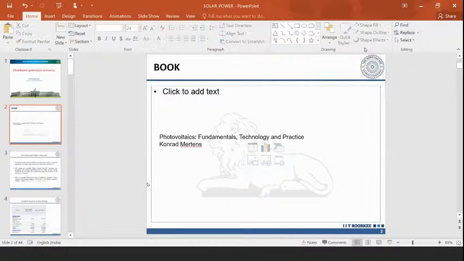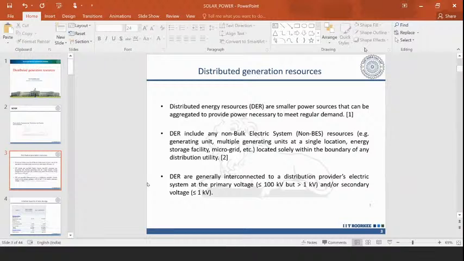Okay. So as I said, why do we put this distributed generation resource? What is the meaning of that? The meaning is that DERs are smaller power sources that can be aggregated to provide the power necessary to meet the regular demand. Okay. So this is how DER includes any non-bulk electric system.